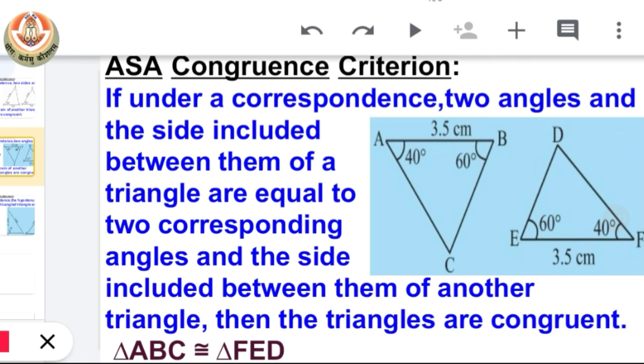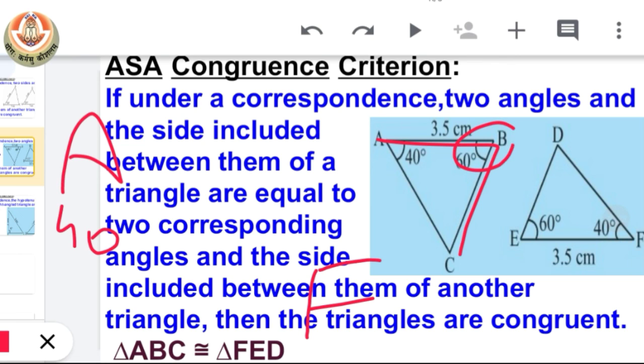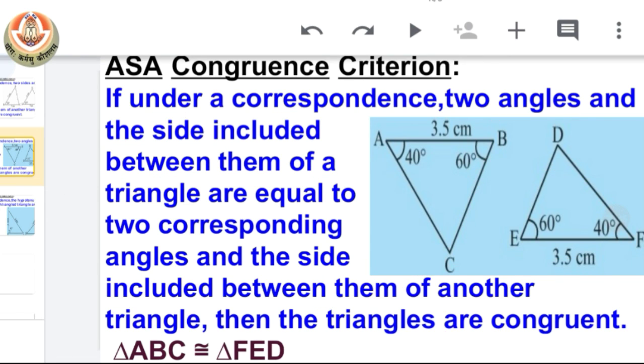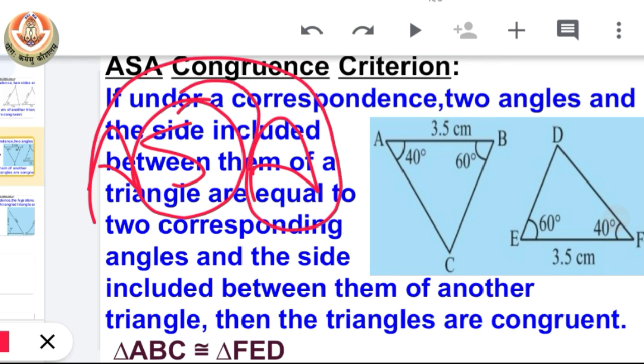Okay, and you have to keep in mind how we have to name them. If we have named ABC, A is of 40 degree, so here we have to write F which is of 40 degree, then B which is of 60 degree, so we have to go to E, and then C, so we have to write D. So you can see here triangle ABC is congruent to F, E and D. Just keep in mind that in ASA, the S should be in between these two given angles.